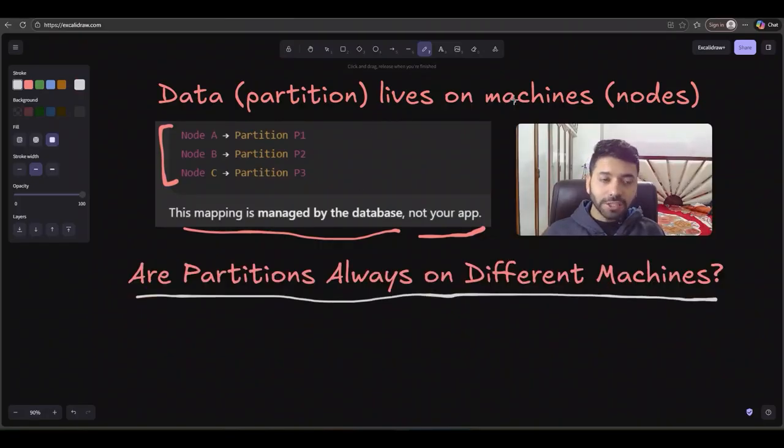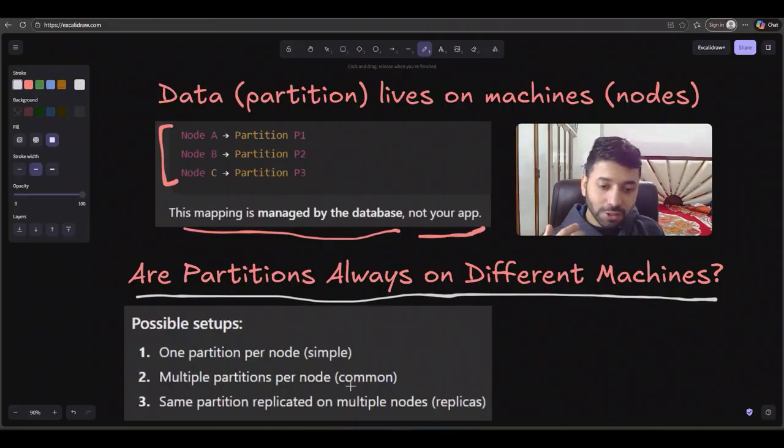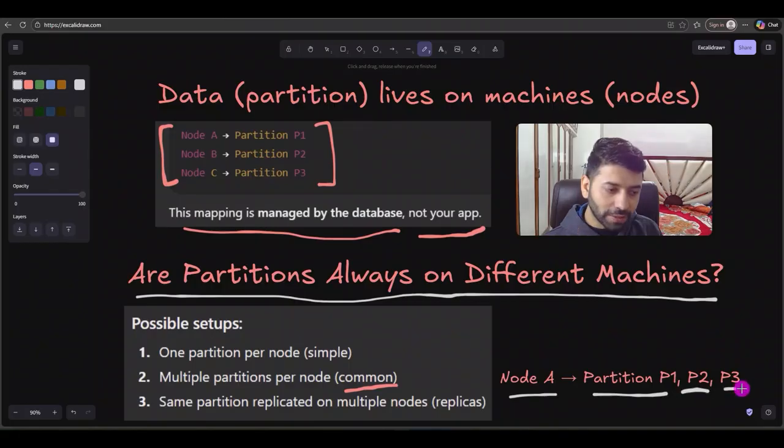Because we said that partition lives on machines, so is it that the partitions always are on different machines? Multiple partitions per node, which is quite common. The answer is not always, okay? There can be multiple different possible setups. First can be one partition per node. Like here we saw for node A we have partition P1, node B partition P2, node C partition P3. But there can be another scenario where we have multiple partitions per node, and this is quite common. So for example, if you see here on node A we have partitions P1, P2, P3. So multiple partitions can be on the same node as well.